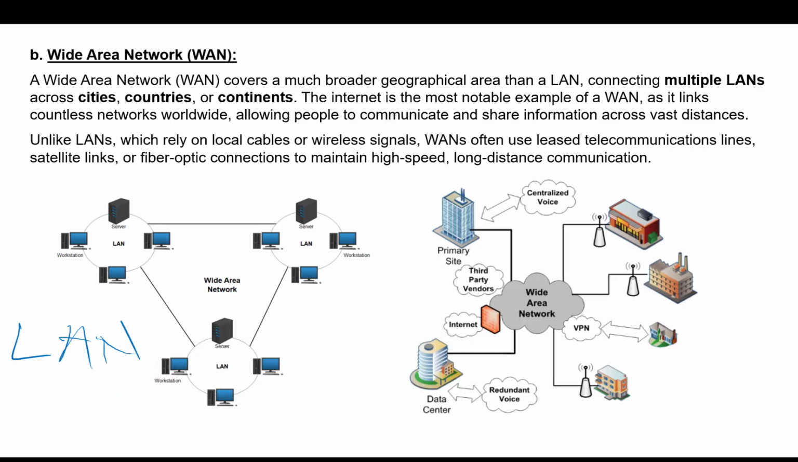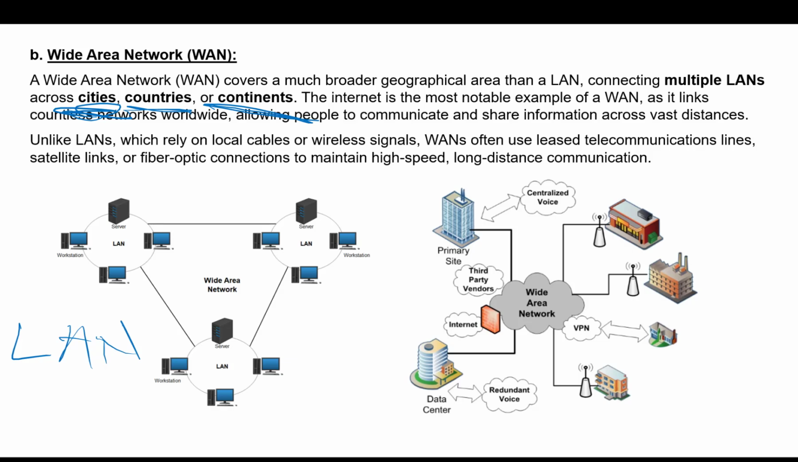Now, the WAN connection, which is the wide area, as you see in the definition, is not only for small buildings like schools, colleges, offices, or small building connections. WAN connection is connecting cities, countries, and continents. For example, now let me change the pen color to red.